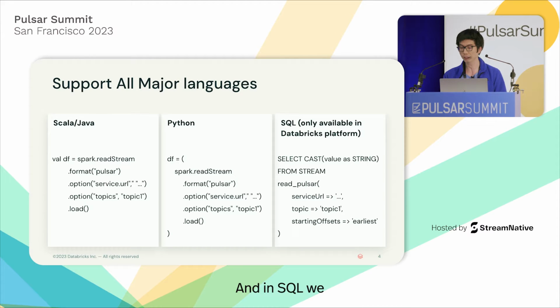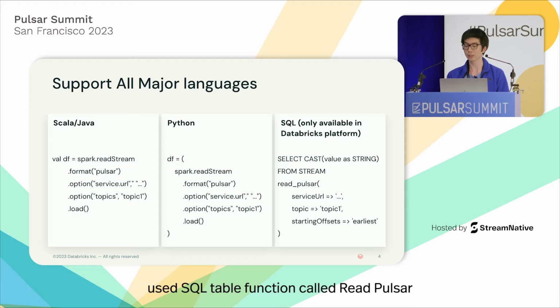In SQL, we use the SQL table function called readPulsar to create the streaming table that reads from Pulsar. And then we can apply all the necessary transformations and aggregations on top of the streaming table and the streaming data frame.